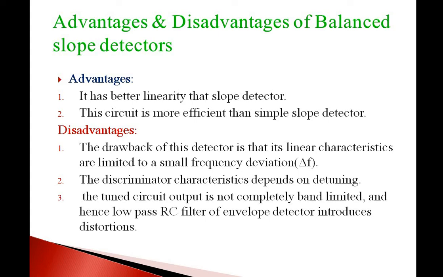The second one is that the discriminator characteristic depends completely on tuning, meaning both of the detector circuits should be tuned. And the third one is that the tuned circuit output is completely band limited. Hence the low pass RC filter of the envelope detector introduces distortions. If it goes beyond the band, of course you will be getting some distortions. So these are the disadvantages of your balanced slope detector.